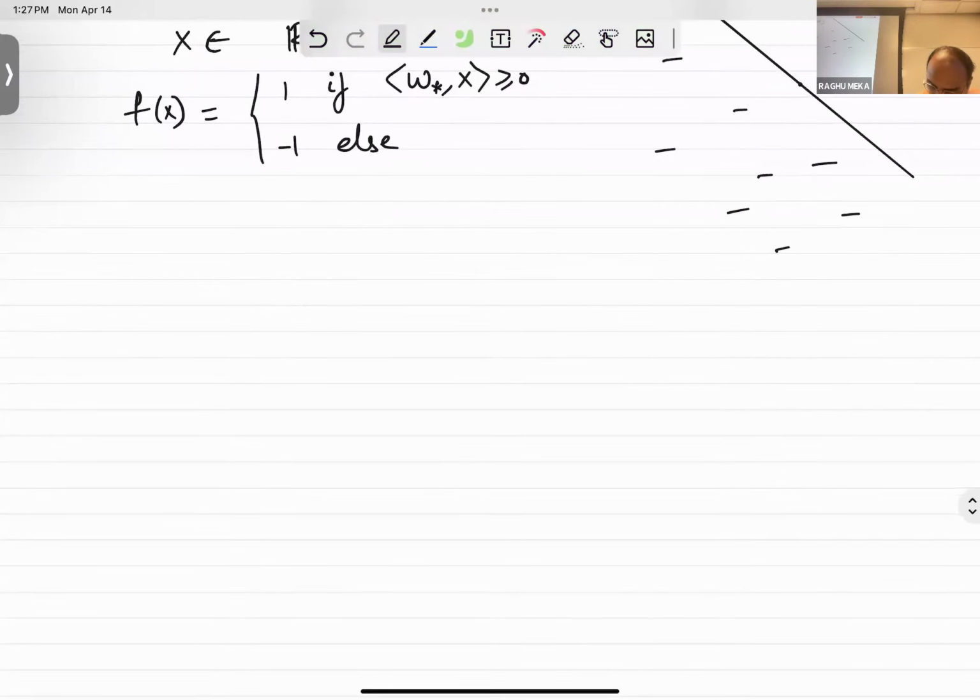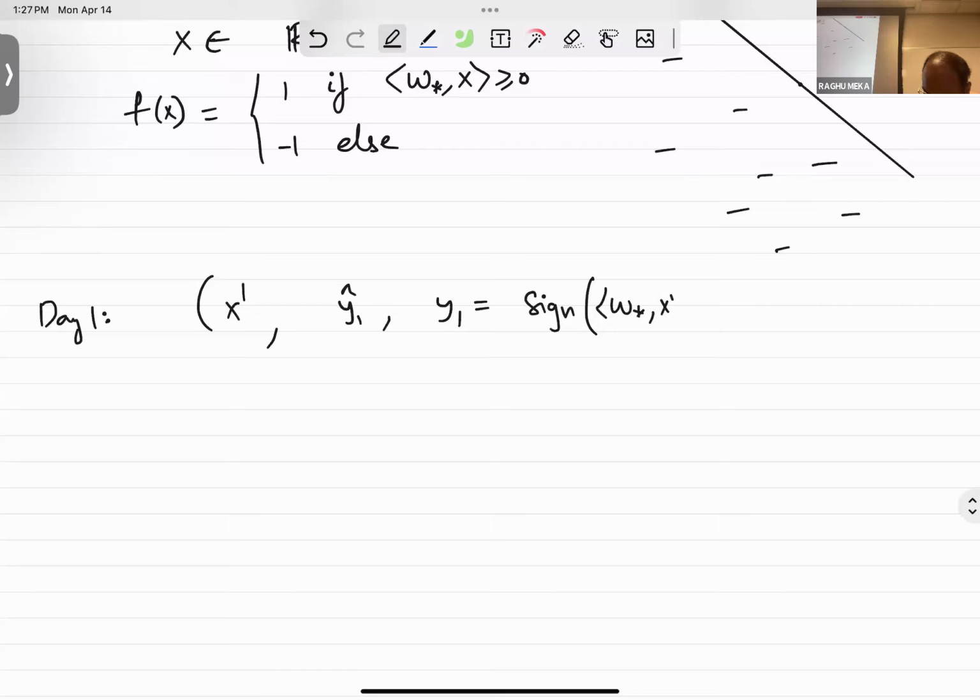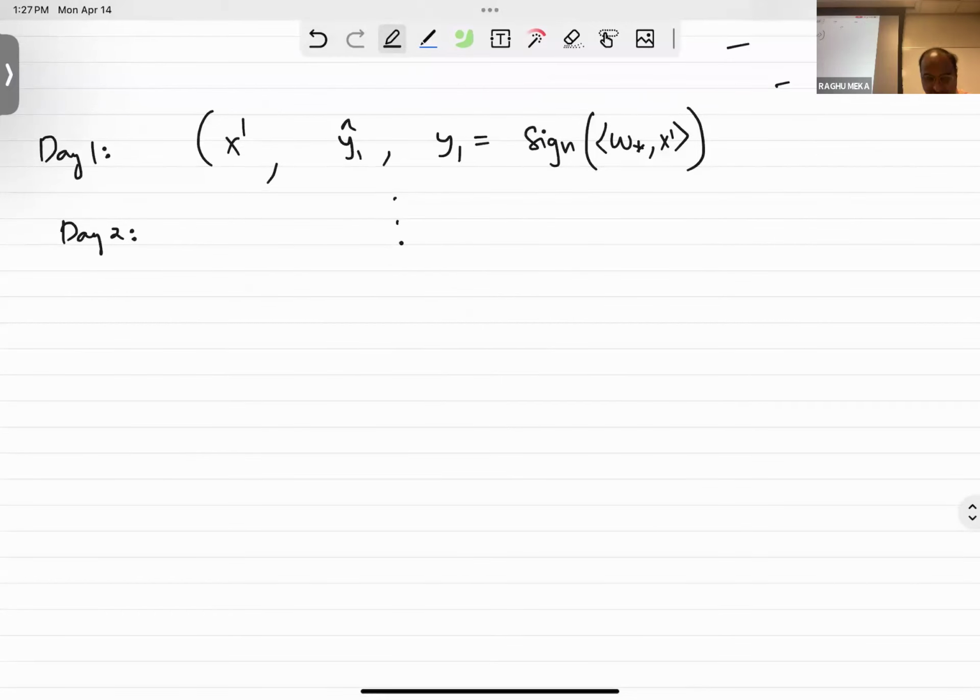All right. And what's the online learning problem then? The same thing that we've been talking about. So on day 1, I see some example x1, I make a prediction, and then I see the true label, which is the sign of W star comma x1. I don't know what W star is. I make a prediction, I see this answer. All right, and so on. Day 2, day 3, and so on and so forth.